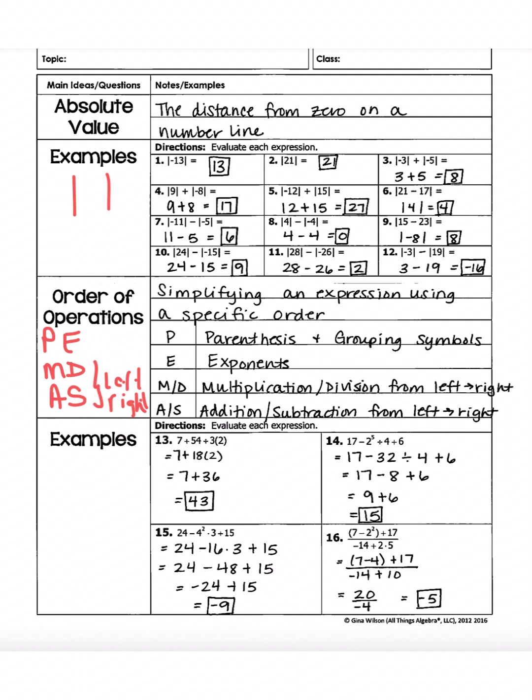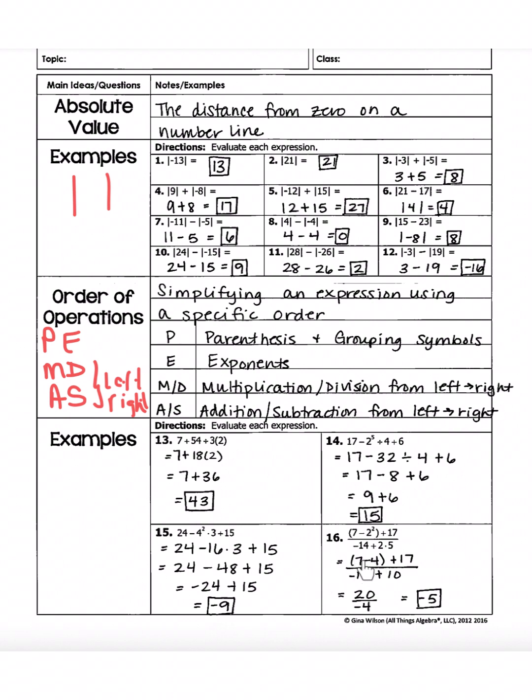And now let's look at number 16. We got a lot of stuff going on here. Remember, this fraction line means to divide. So I'm going to start with my parentheses right up here on the top of my fraction line. But inside my parentheses I have subtracting and exponents. So I'm actually going to do the exponent first. So 7 minus 2 to the 2nd power means 2 times 2, which is 4.